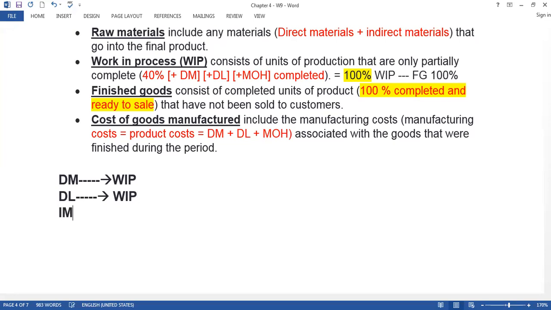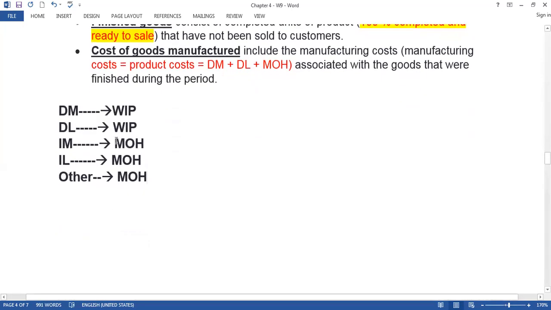Then indirect material. Do you understand? Indirect IM means indirect material. Indirect material transferred to which one? MOH. Okay. Then indirect labor. Indirect labor transferred to MOH. Then other factory. Other transferred to where? Other factory transferred to MOH. Do you understand up to here?